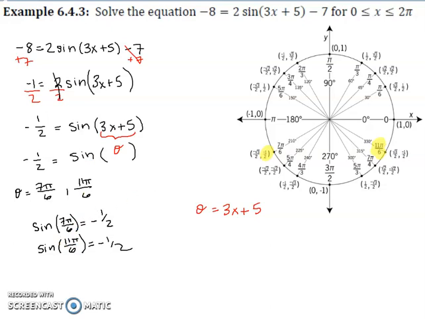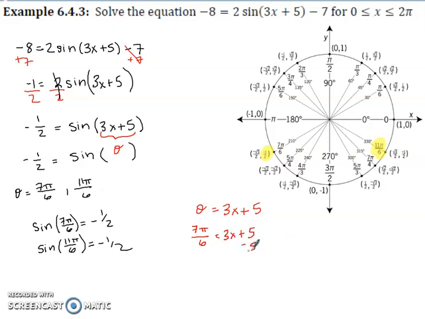So if this is true, I then go back up to the equation that I used to substitute. So I'm going to go back up here and say that 7 pi over 6 is my 3x plus 5. I need to find what x is. So now I know that all of this inside those parentheses is 7 pi over 6, so I'm going to write an equation to solve for x. So I know that 7 pi over 6 is equal to 3x plus 5.